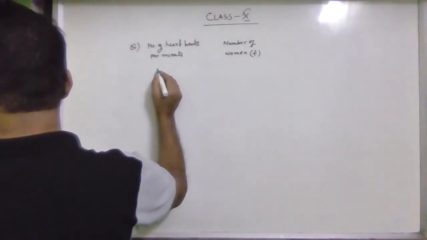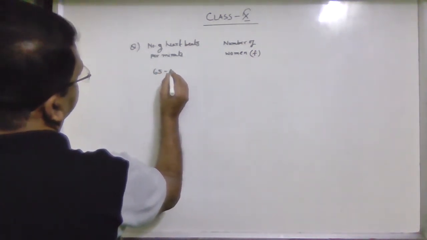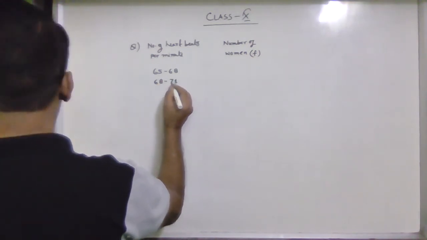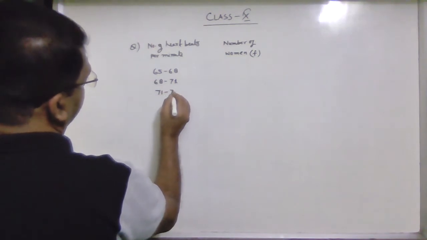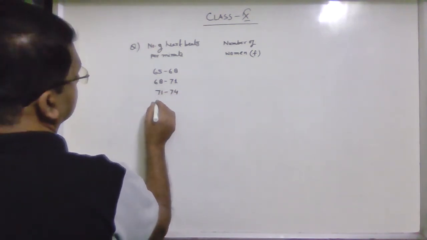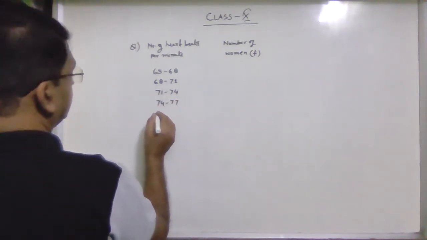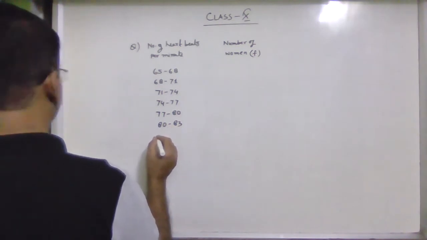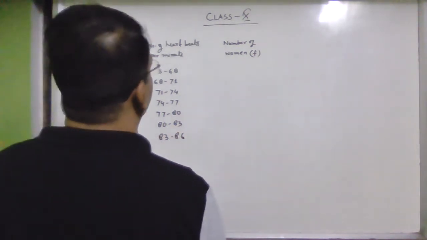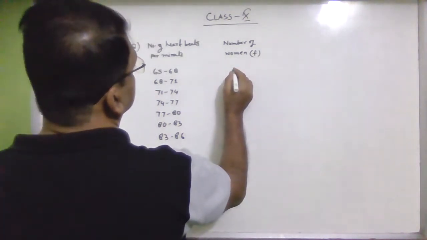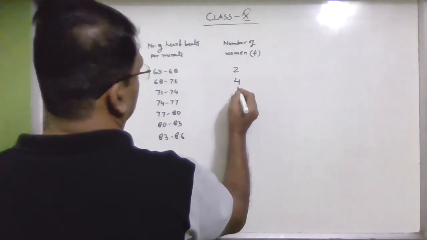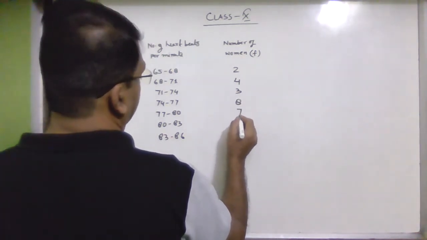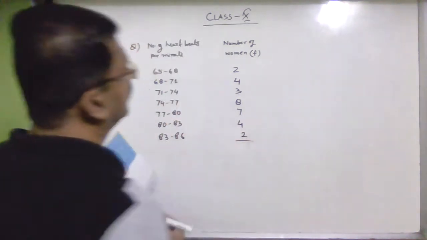Now, the number of heartbeats per minute: 65 to 68, then 68 to 71, then 71 to 74, then 74 to 77, 77 to 80, 80 to 83, and 83 to 86. And the number of women, that is the frequency, is 2, 4, 3, 8, 7, 4, 2. That is the frequency.